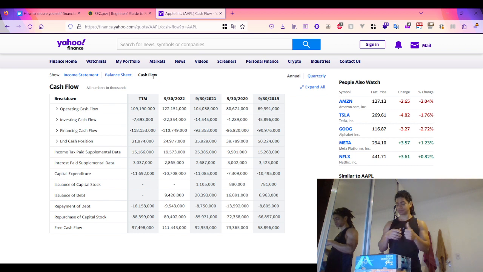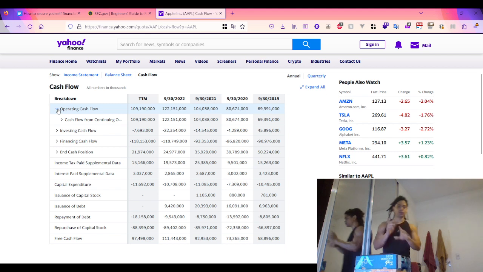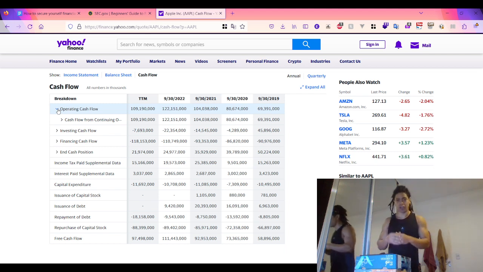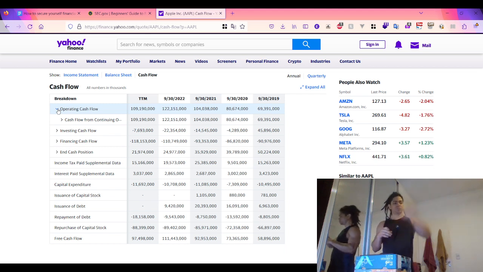Operating activities, investing activities, and financing activities. So the operating activities reconcile the total amount of cash that was used or received from operating activities with the net income from the income statement.